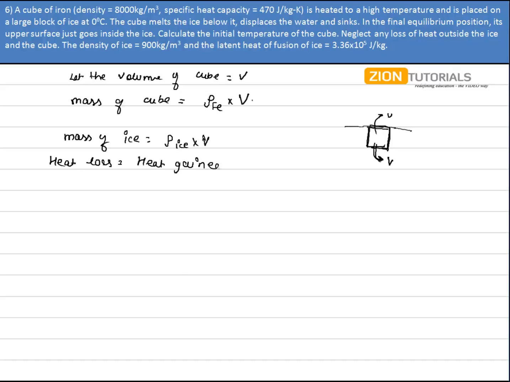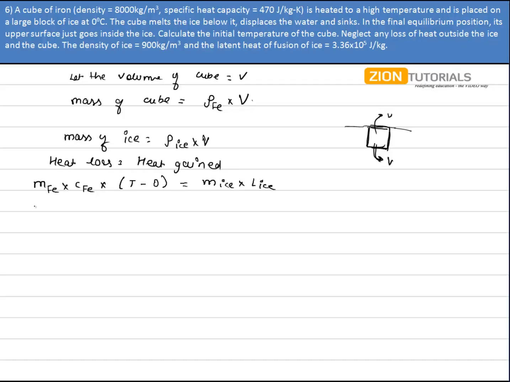Now again, no heat losses, so heat lost is equal to heat gained. Heat is lost by the iron cube, so heat lost will be given by mass of iron into specific heat of iron into T, that is the temperature of the cube initially. The final temperature of the cube will be 0 because it is completely submerged in ice now. And this is equal to the heat gained, that is the mass of ice into latent heat of ice, because the heat is gained by the ice and because ice is melting but the temperature is not rising, it will be equal to only mL.